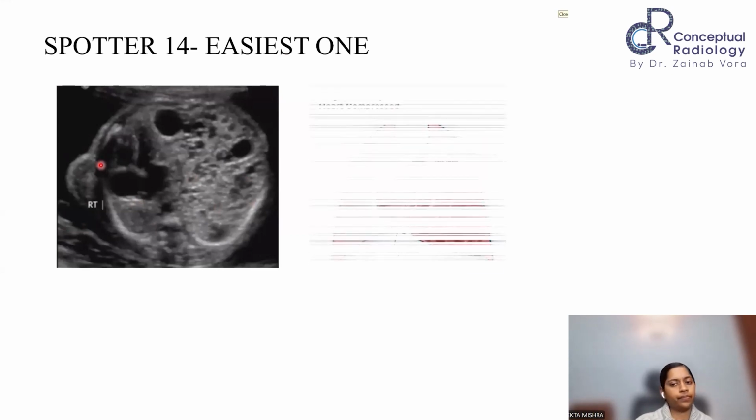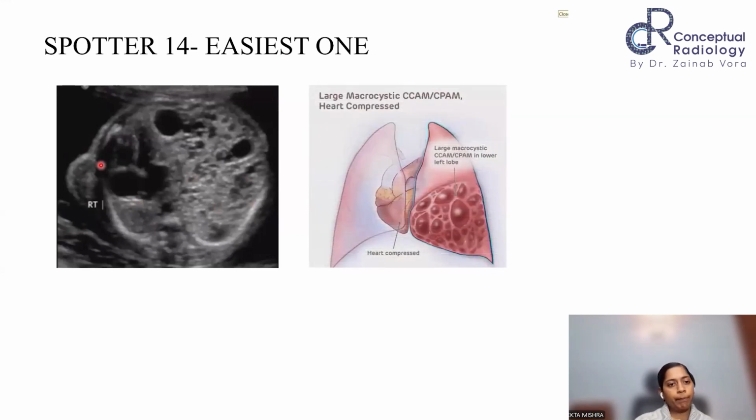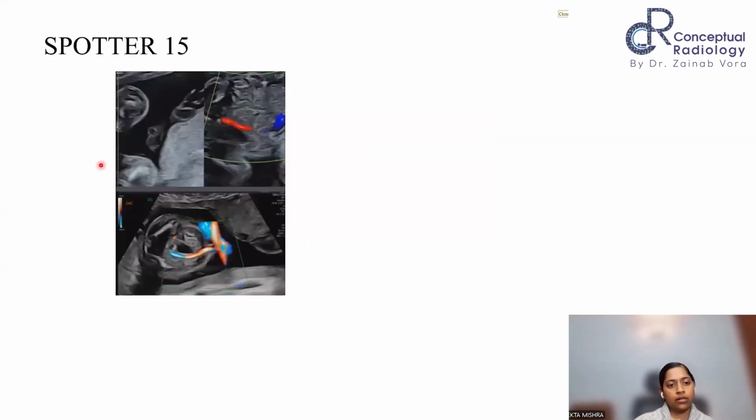CPAM, good. Okay. First, what is the finding? And if this finding comes, what is the next structure that you will be looking at?